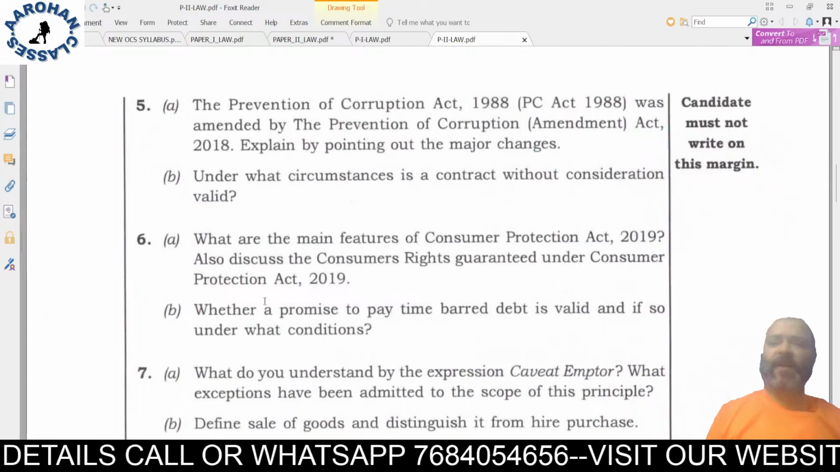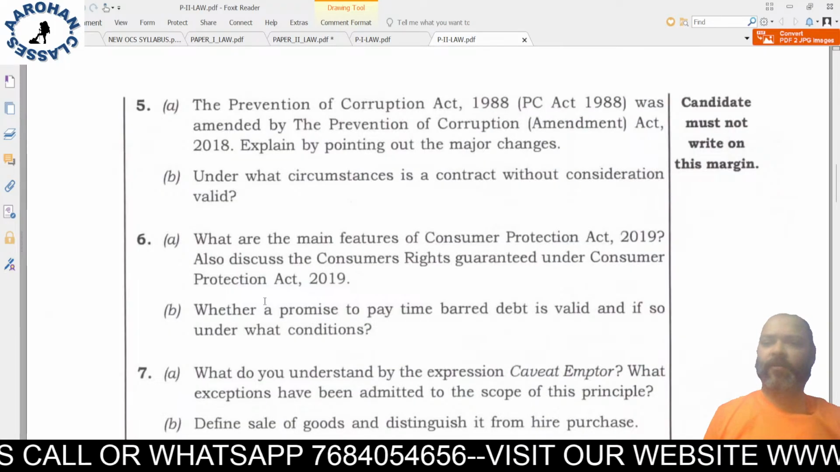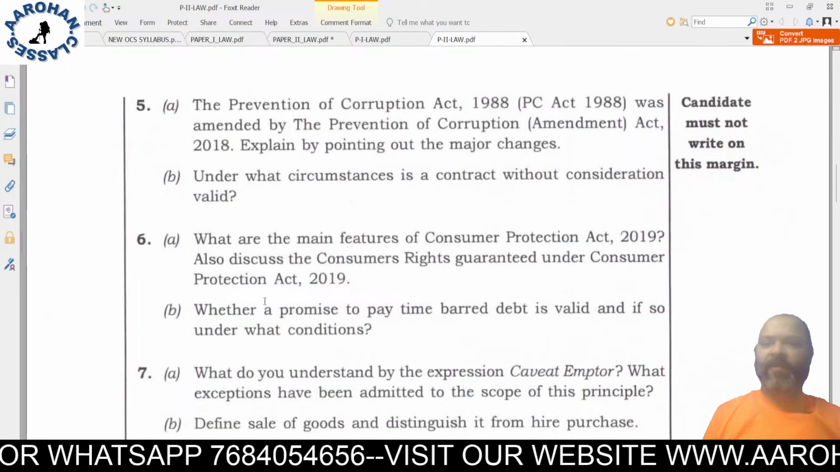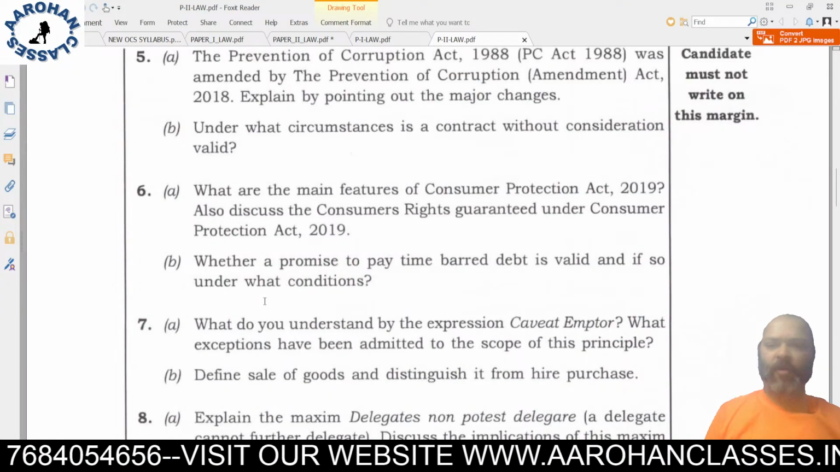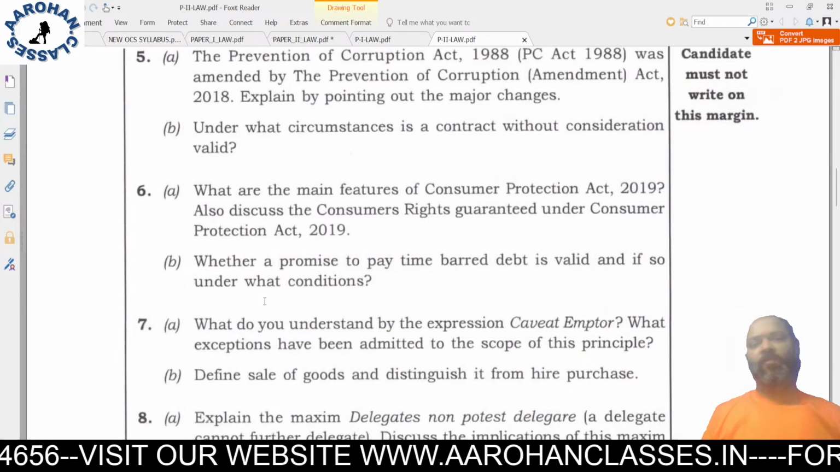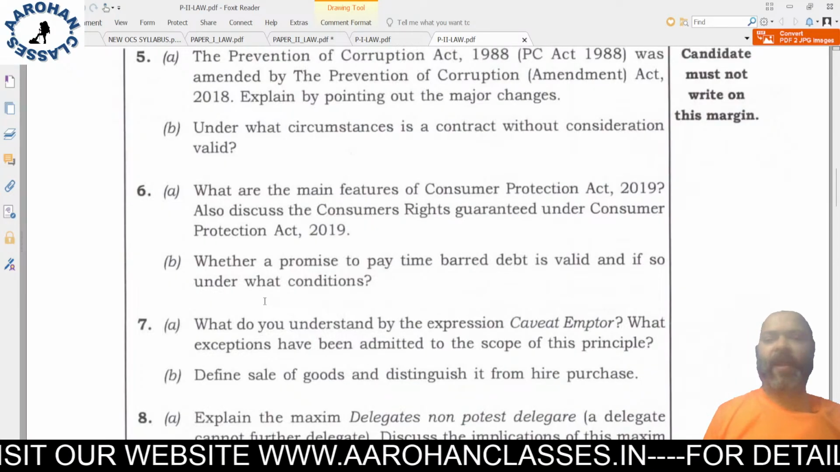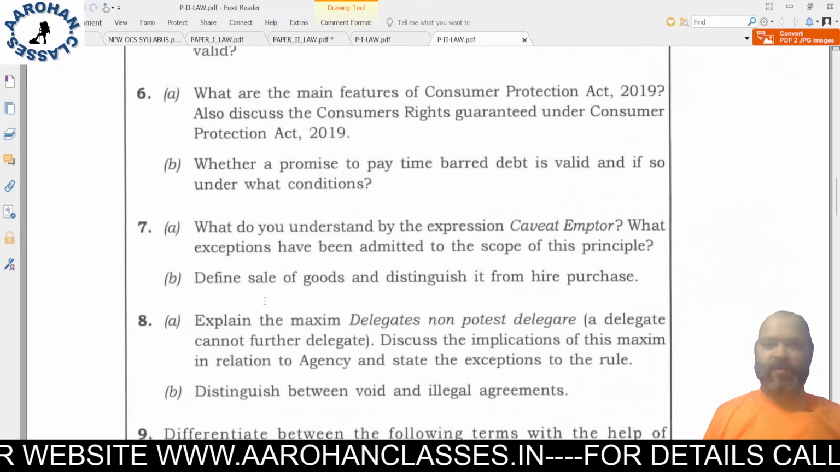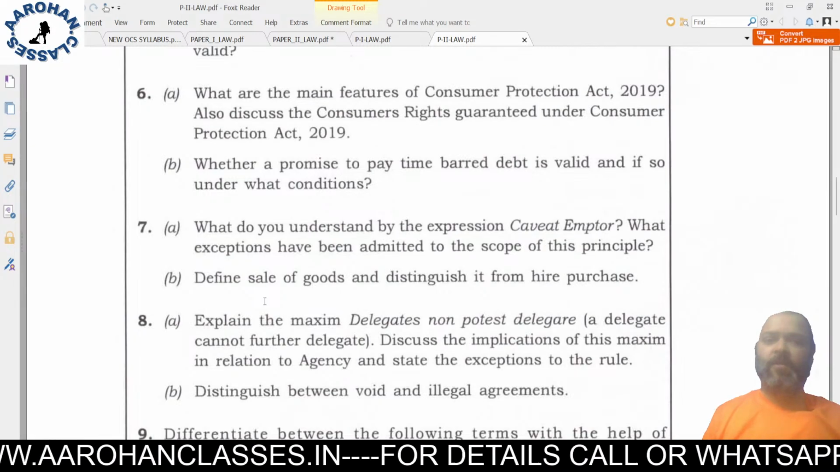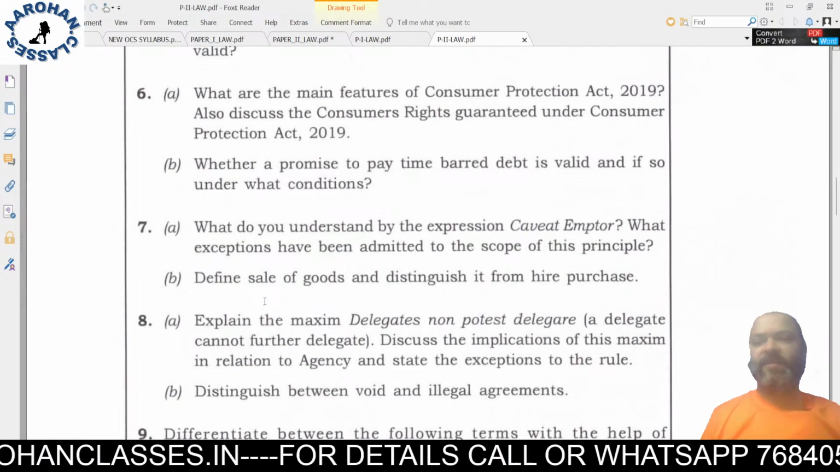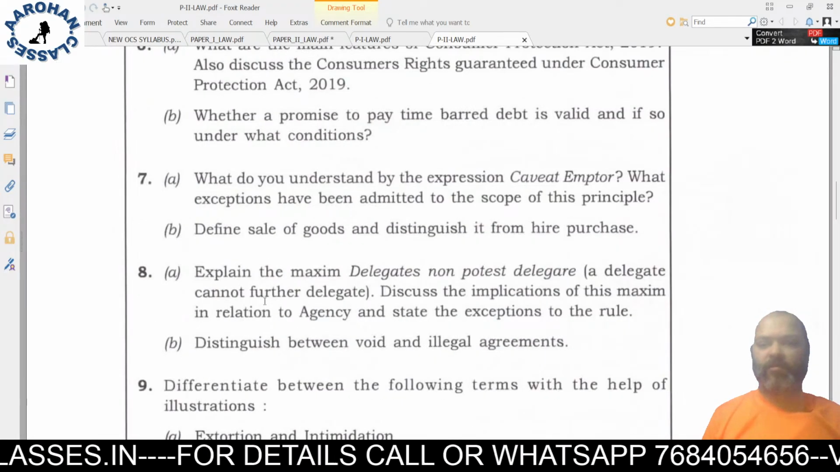The Prevention of Corruption Act 1988 was amended by Prevention of Corruption Act 2018. Explain by pointing out major changes. Under what circumstances is a contract without consideration valid? What are the main features of Consumer Protection Act 2019? Also discuss the consumer rights guaranteed under Consumer Protection Act 2019.